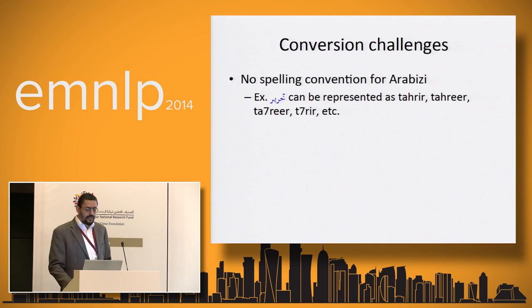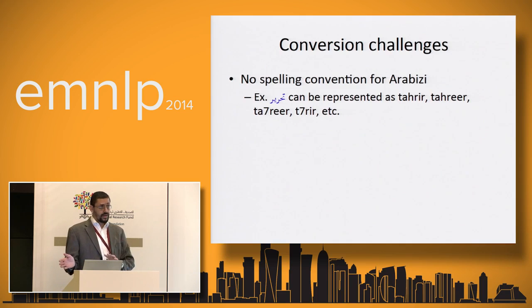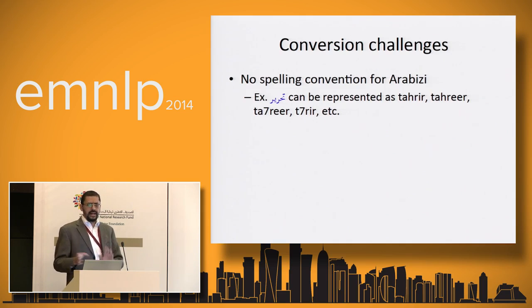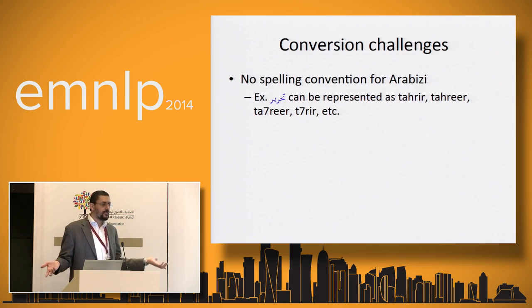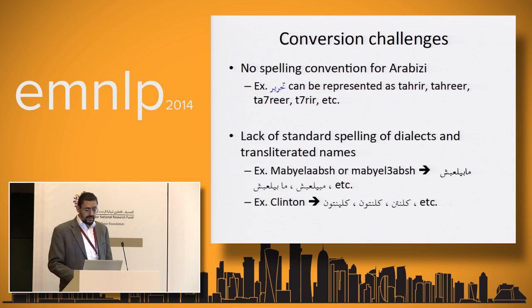Okay, so the first challenges that I told you about are the challenges as far as the detection is concerned. The challenges for conversion from Arabizi into Arabic are interesting also. There are many. For one thing, if you have the word tahrir here in Arabic, it can be written in at least 20 different ways in Arabizi, because there is really no standard spelling for Arabizi at all.